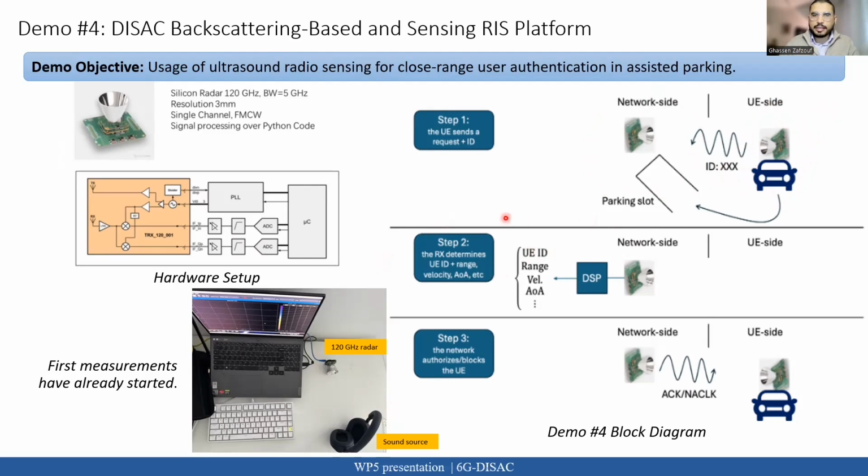And then in step 2, it performs an identification, authentication, and also possibly calculation of other parameters such as the range, velocity, angle of arrival, and other aspects. And then it allows the user in the premises. Here what we are trying to do is an ultrasound radio sensing in the close range environment. And this is particularly important, for example, for user authentication, in our case, in the assisted parking.